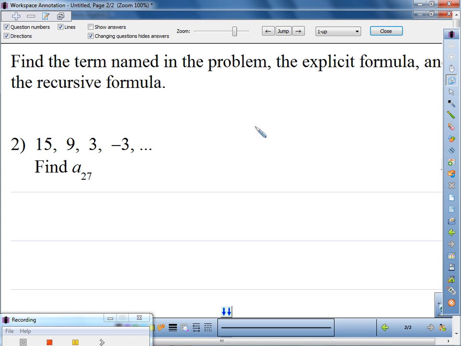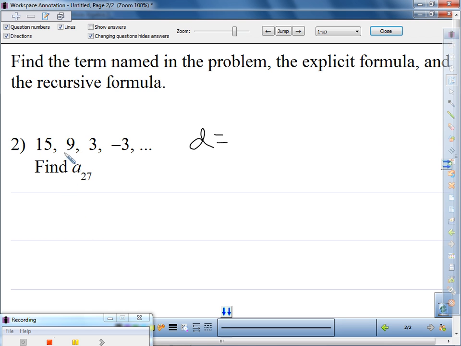Okay, in this problem we're asked to find the explicit formula, the recursive formula, and then the 27th term. The first thing we need to find before we can find the explicit or recursive formula is the common difference. There's a common difference between these terms of this sequence, since this is an arithmetic sequence. To find the common difference, what we'll do is take the difference of any two terms in sequence.